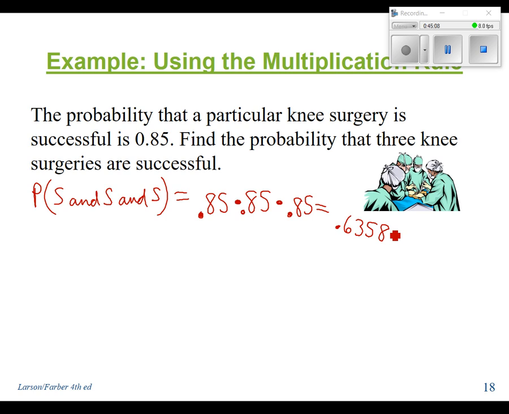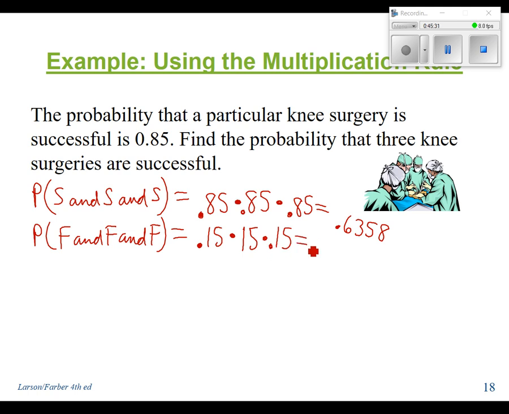Let's do this just before I go on. What's the probability all of them are failures? What's the probability the first one's a failure? 0.15, good. What's the probability the second one's a failure? Probability the third one's a failure. Multiply all those together for us. 0.003. So again, less than 1% chance that all three of them are going to not go well.